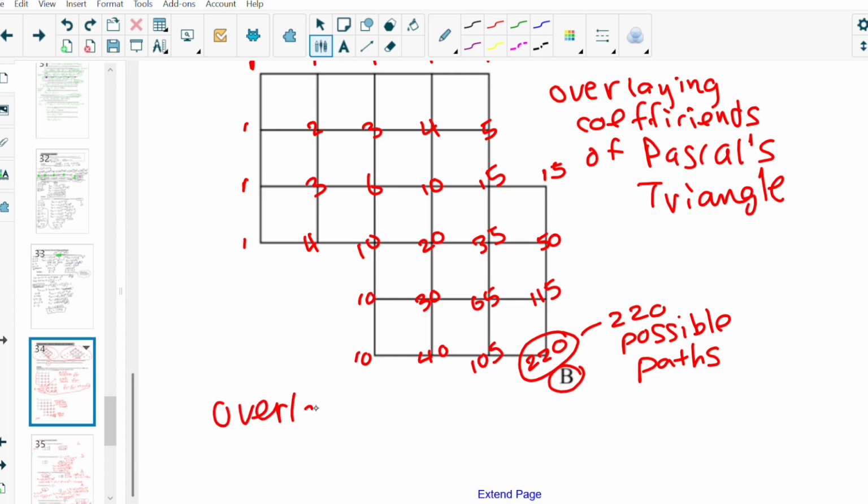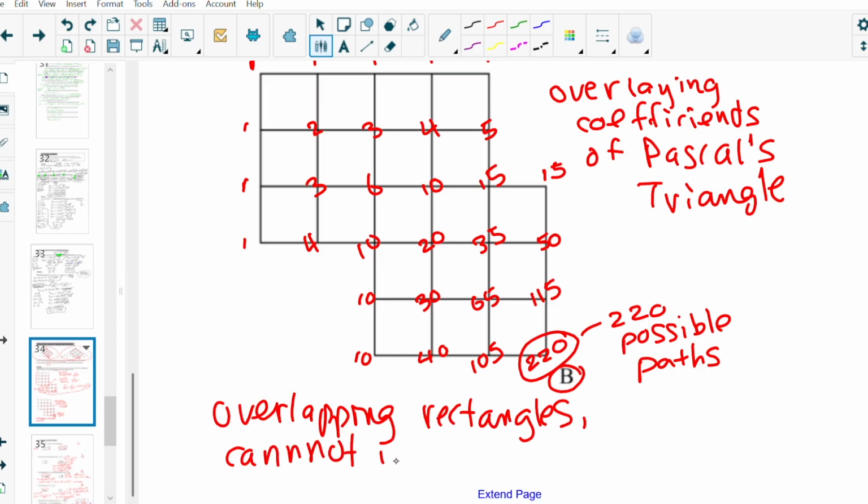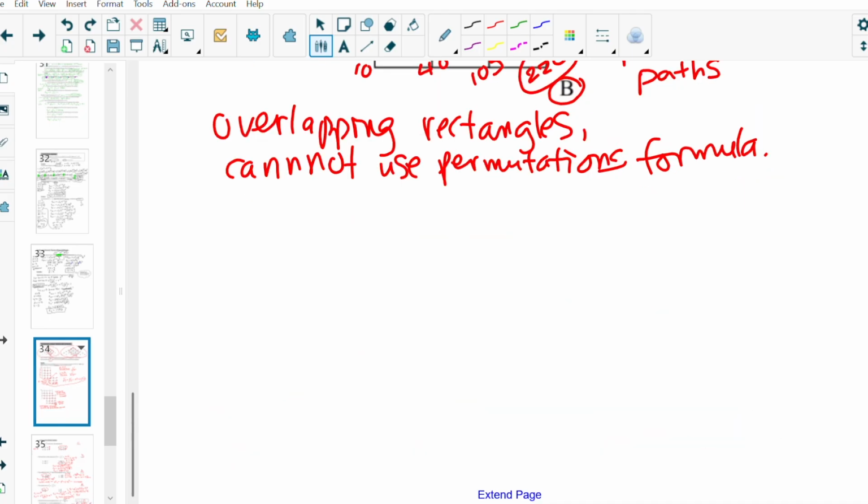Here's a note for overlapping rectangles. Cannot use permutations formula. Must use Pascal's triangle.